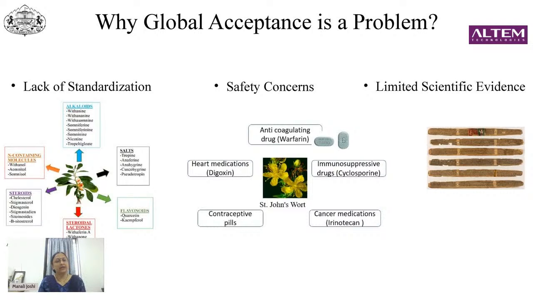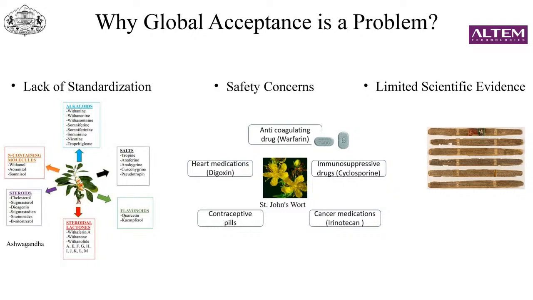Okay, this is because of lack of standardization. Now, being a plant, it depends a lot on where the plant grows. So we have ashwagandha, which has many molecules that are extremely well characterized. There are these withanolides, there are withaferins, and so on. So there are categories of small molecules like alkaloids, steroids, flavonoids.